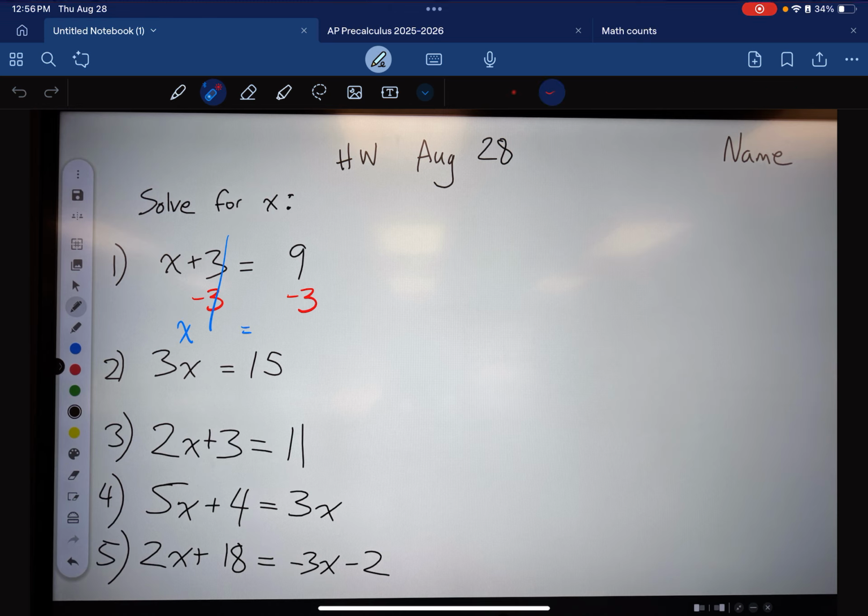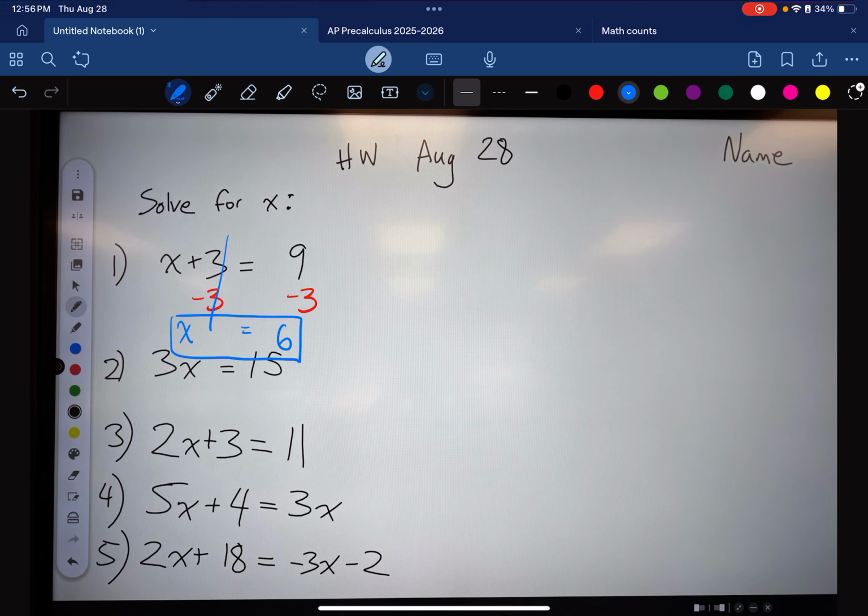X is equal to, and again, whenever you write your equal to sign, you're doing it directly underneath, as if it's a giant wall of equal to sign, equal to sign, equal to sign. And then over here, I need to figure out 9 minus 3 is what? 9 minus 3 is 6. So there's our first answer.